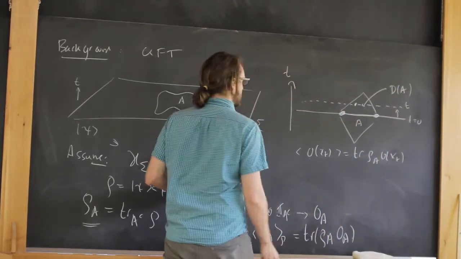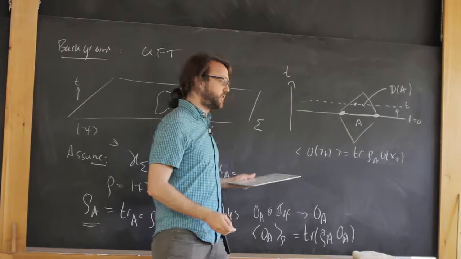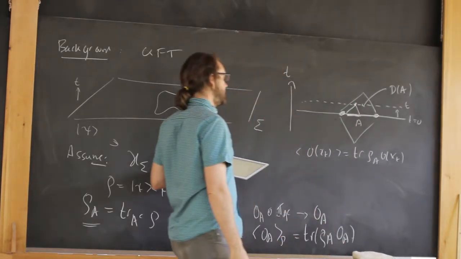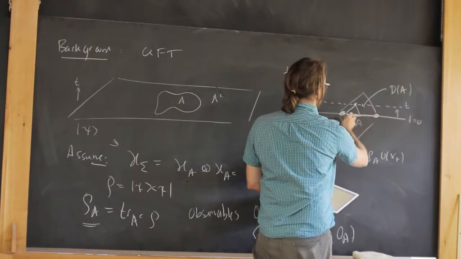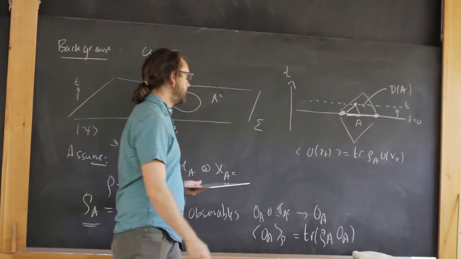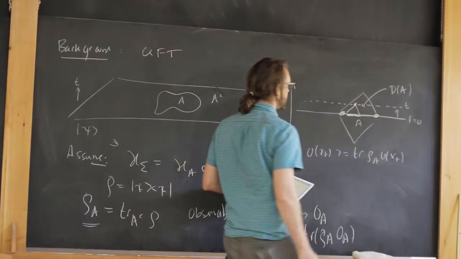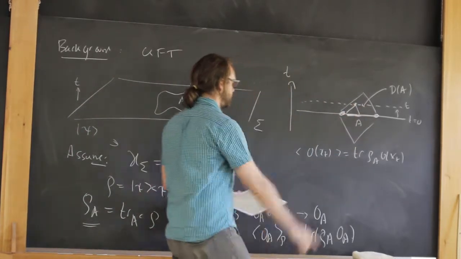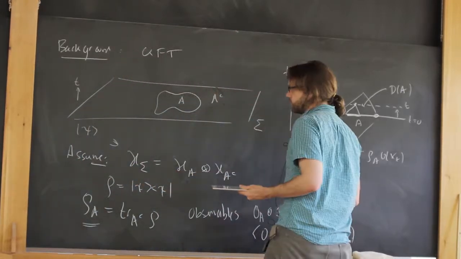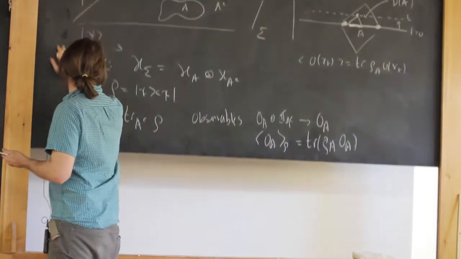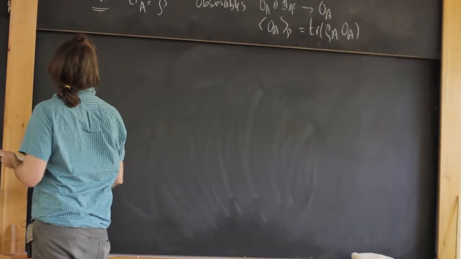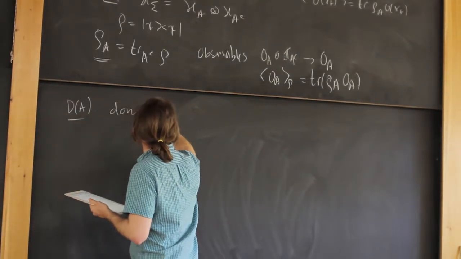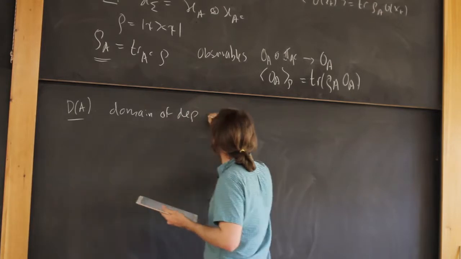That's because we can take this operator on this time slice and evolve it backwards. By causality, it will be some complicated operator, but it will always be just an operator acting on the Hilbert space of A, as long as we have causality, and as long as the operator started in this causal completion. This region D of A is sometimes called the domain of dependence. So D of A is the domain of dependence of A.